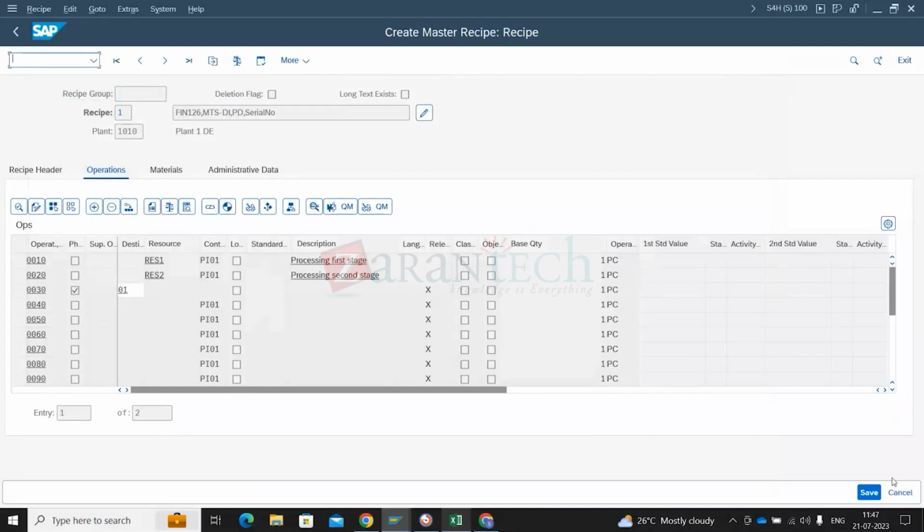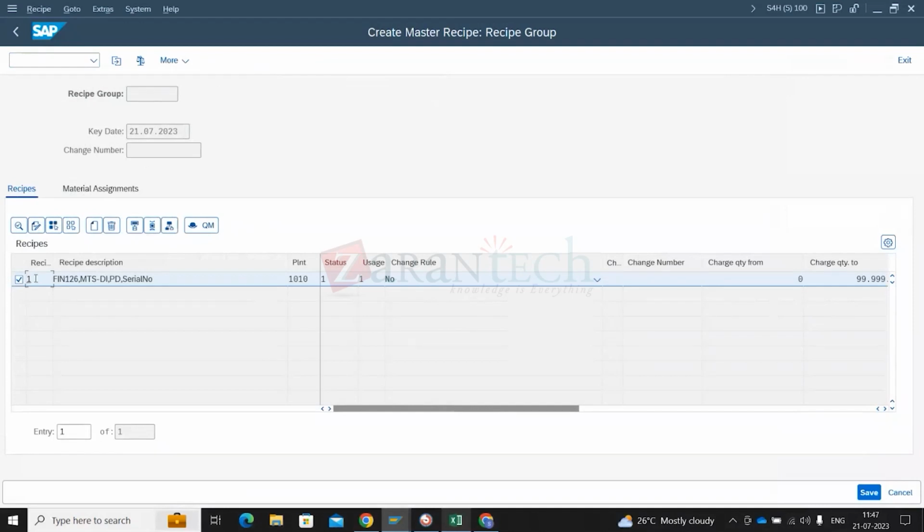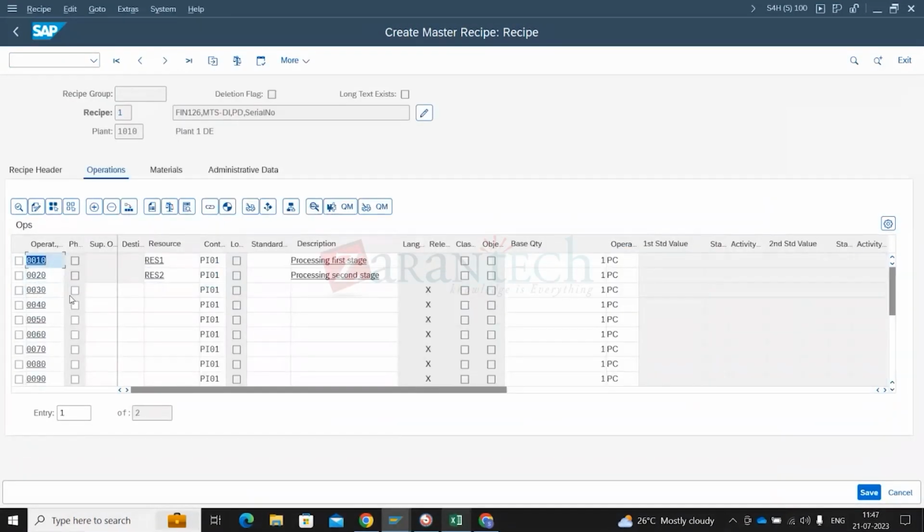Never mind. I'm not gonna save it. Okay, so the recipe has been created. Okay, like this. Okay, 10 and 20. Do you know how to add a phase? Have you seen that? I generally get confused here. So this 30 is no, this is 20.